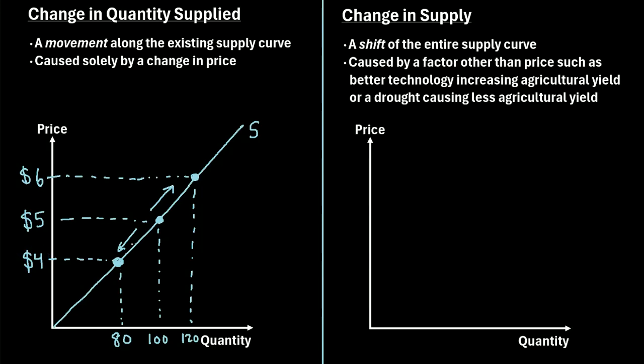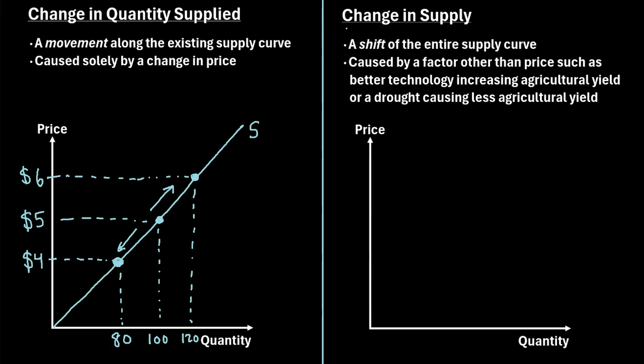So again, in this case, the supply curve has stayed the same. We've simply moved from one point to a new point on the same existing supply curve. And again, these movements are caused solely by a change in price. So when the price goes up or down, the quantity supplied by producers goes up or down.